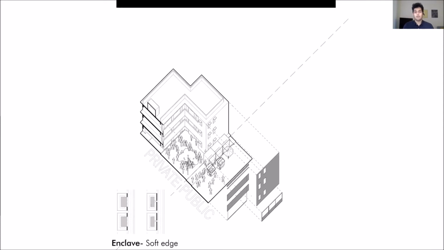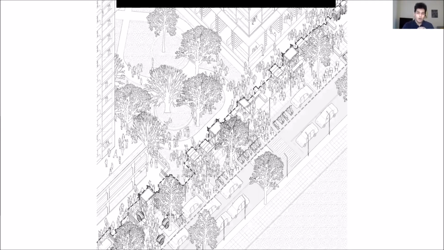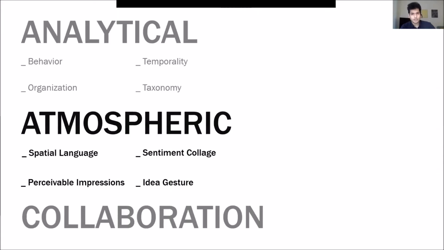And I derived my own thesis heavily from these examples. So these kinds of documentations were very helpful for me, and I created this emblematic drawing which shows all of these conditions together, which combines the behavior, temporality, taxonomy, and organization bit, and how we can have this coordinated chaos in a sense that it doesn't affect the street, vehicles, but at the same time having a really lively activity in the in-between spaces, which are thresholds. So those would be my four analytical points.